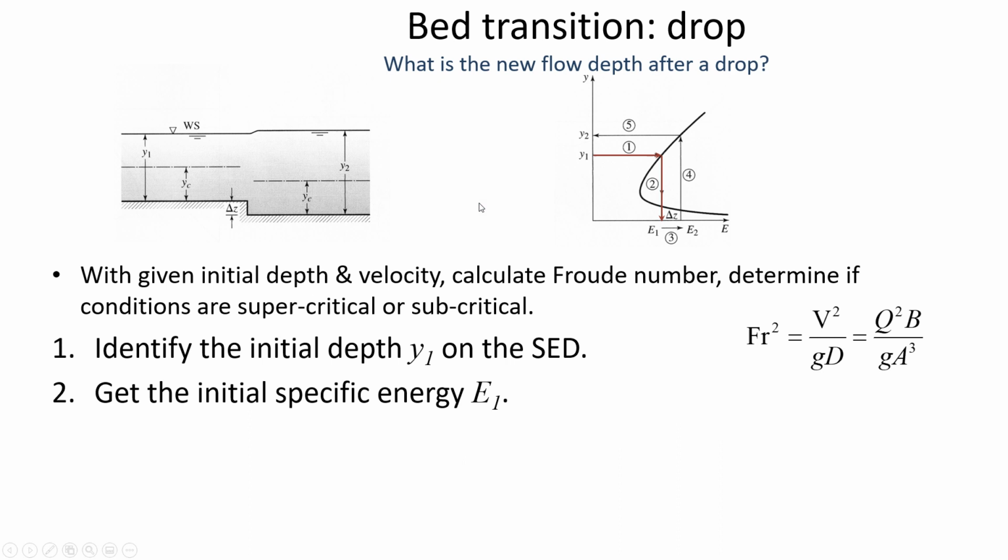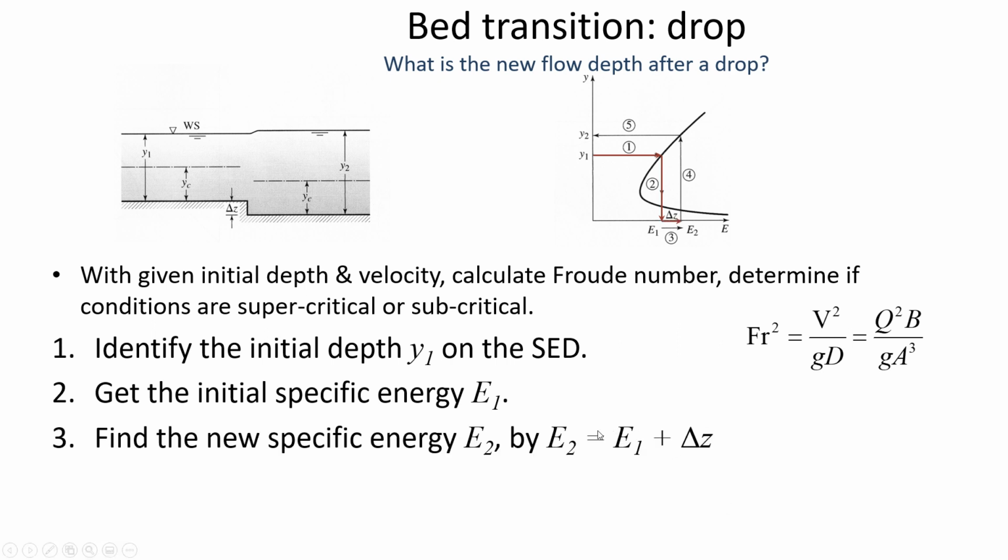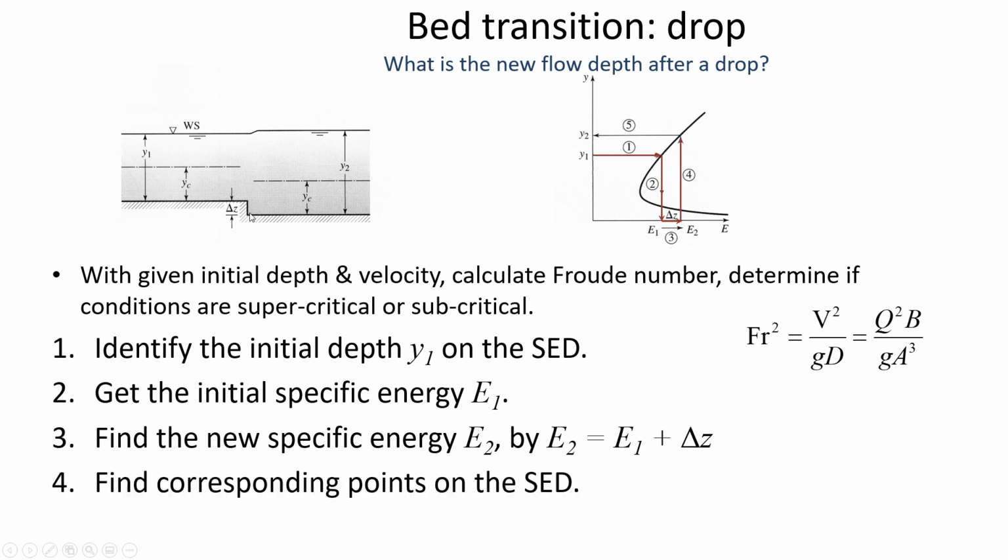And now we're here at E1, and you'll notice that you go to the right for a step down. You're getting more specific energy at 2 because this delta Z is adding energy to the water. And so you can see on the graphical representation, it's moving to the right because there's more specific energy. So E2 is however much energy there was at 1 plus delta Z, how big the step was.